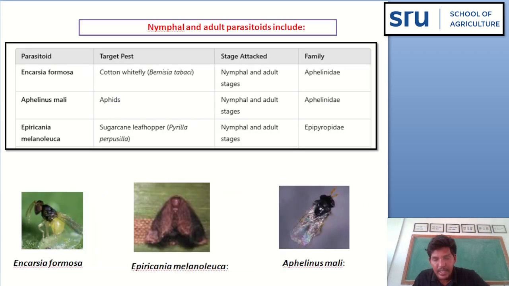Nymphal and adult parasitoids lay eggs on the nymph and adults. They feed and develop on the adults and emerge from that adult itself. Parasitoid Encarsia formosa. Target pest is the cotton whitefly. Stage attacked is the nymph and adult stage. This parasitoid belongs to the family Aphelinidae. Aphelinus mali attacks aphids. Epiricania melanoleuca attacks sugarcane leafhopper, Pyrilla perpusilla.